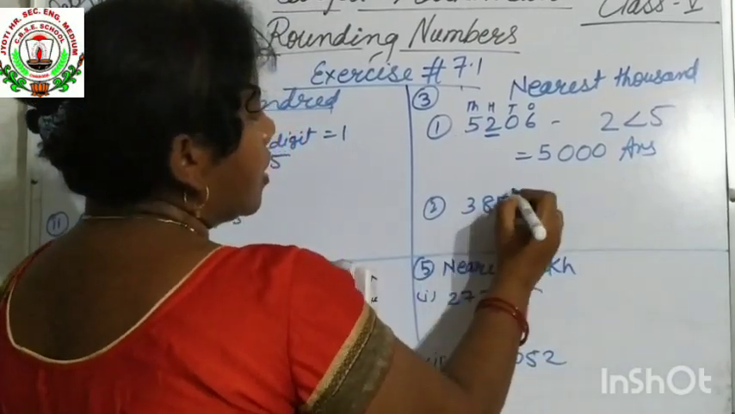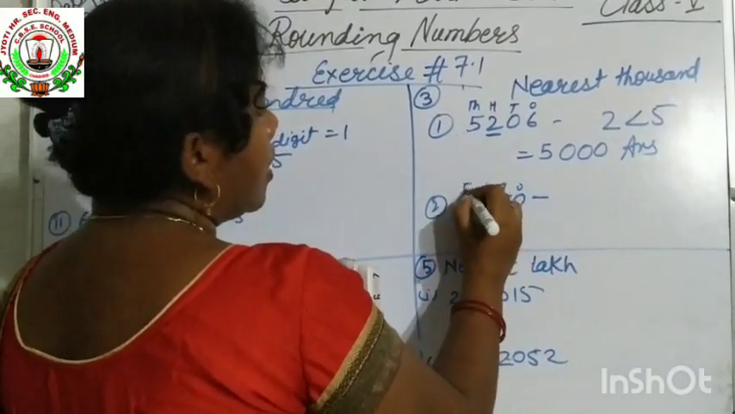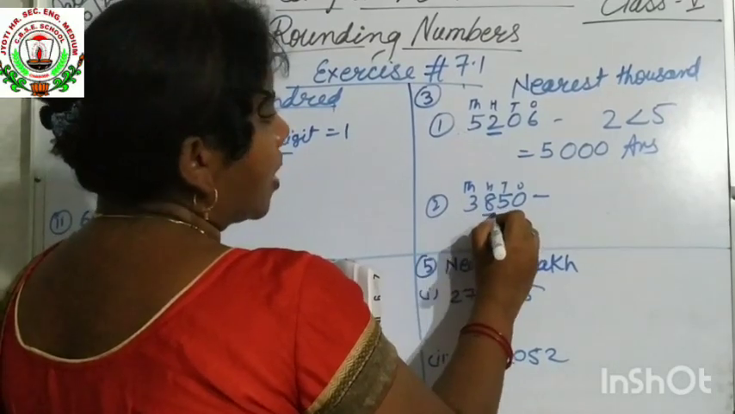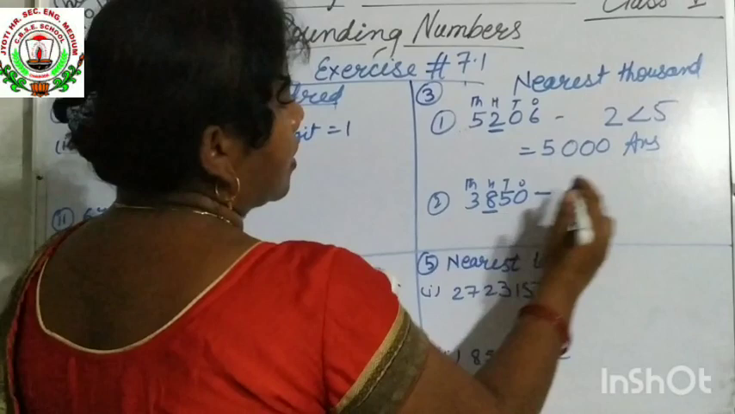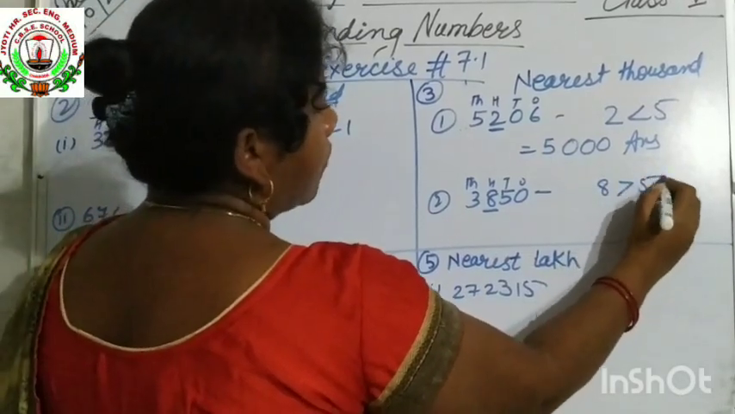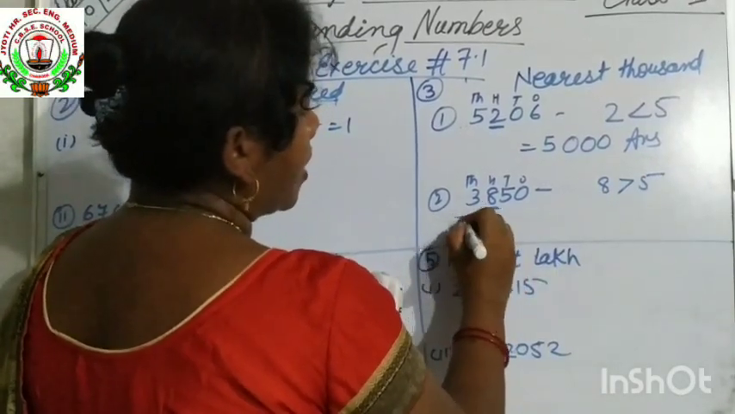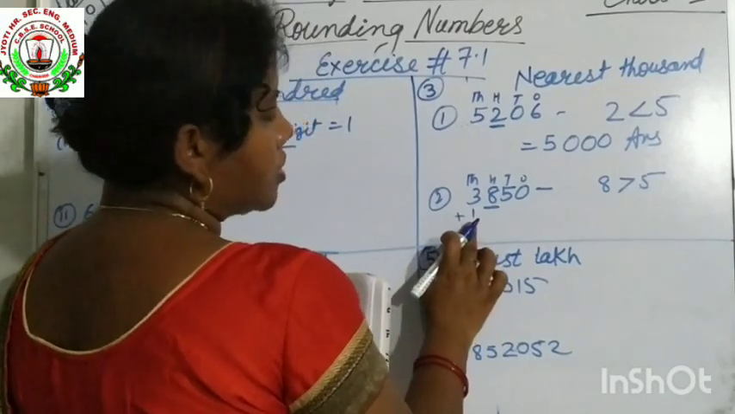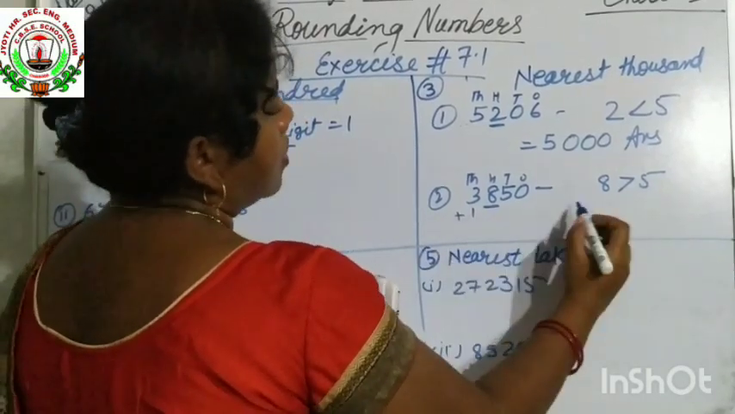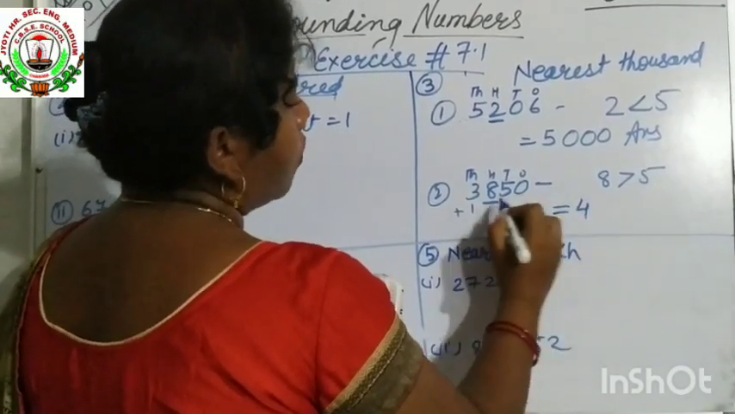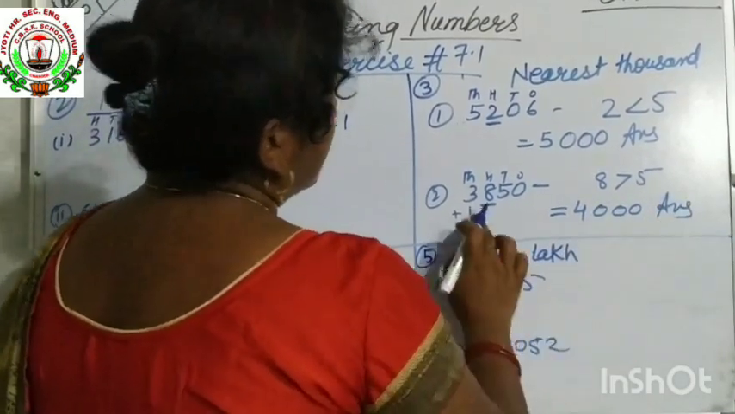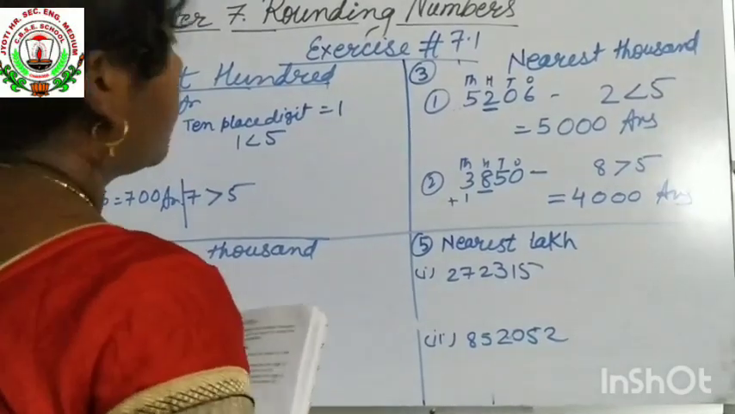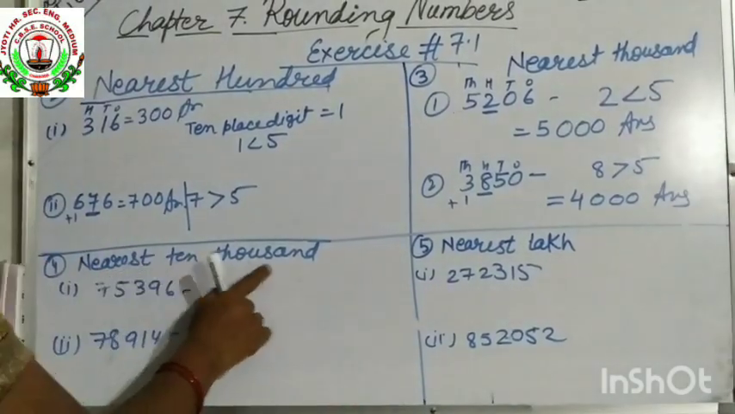Again you will see here it is ones, tens, 100, 1000. You have to see the 100 place number, because it is the required number to round off. So 8. 8 is greater than 5. If it is greater than 5, you will add 1 to the required number of the nearest. So 3 plus 1 is 4. Then all the digits will be 0. So it is the answer of 3850.